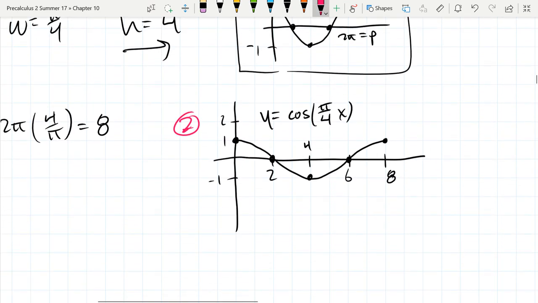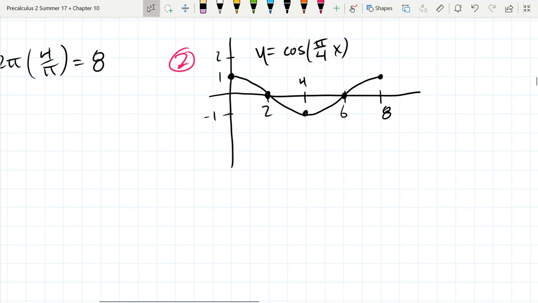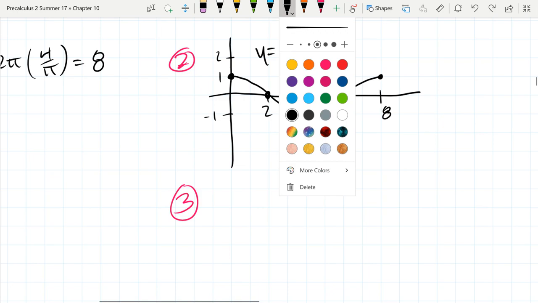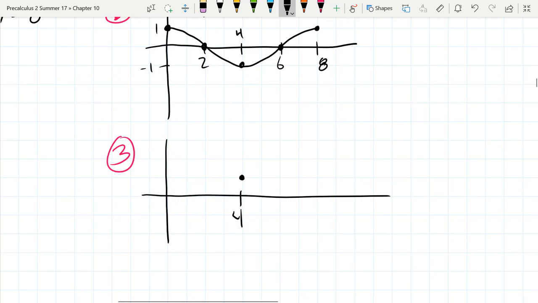Now the third step, and it's also the last step, is the horizontal shift right 4. So we're going to shift right 4. And, ooh, that was not the color I wanted. So we're gonna go right 4. That'll be our initial 1 y value. I'm gonna do the same 2, 2, 2, 2 over, 2, 2, 2, 2, 4, 6, 8, 10, 12. Probably have to delete my 8. There we go. 0, negative 1, 0, 1. Connect with a smooth curve.